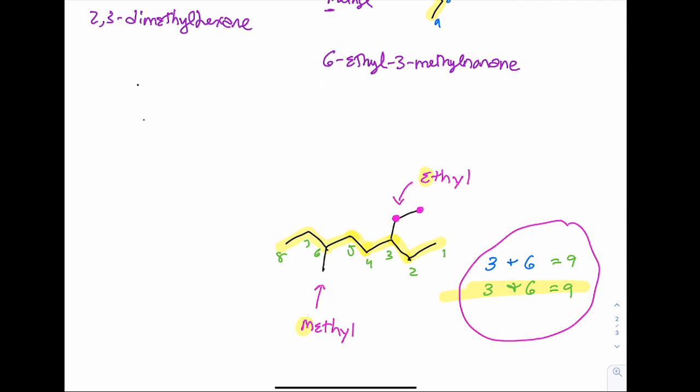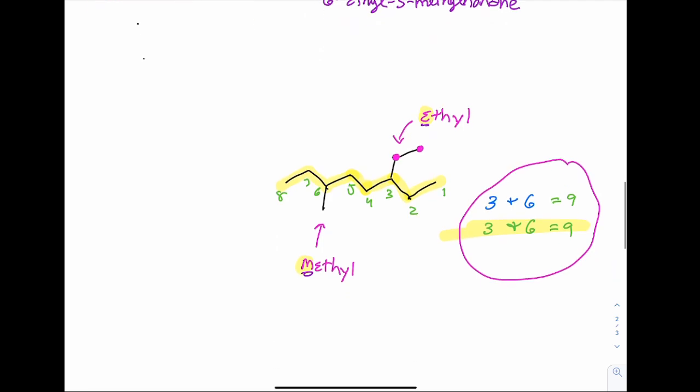So this one we've already named our groups. I have ethyl, I have a methyl, so that part's done. E comes before M in the alphabet. The ethyl group is attached to carbon 3, so 3-ethyl. That methyl group is attached to carbon 6, so 6-methyl. I have 8 carbons, 8 is oct. It's an alkane, so it ends in ane. So 3-ethyl, 6-methyl octane.